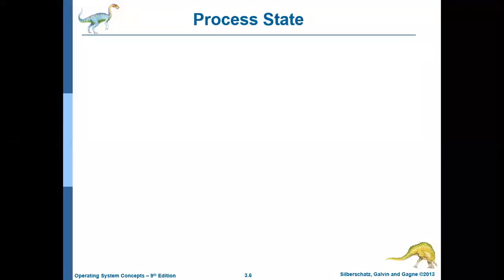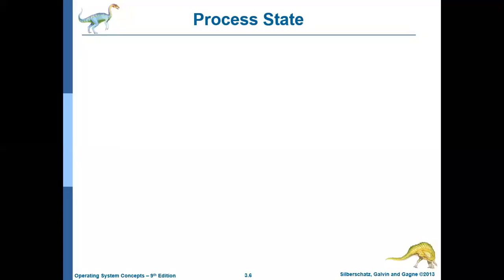Yeah, welcome. So the topic we'll be discussing in this lecture is process state. During the lifetime of a process, it may be in different states. So there are five possible states in which a process may be during its lifetime. So we'll try to understand what these states are.